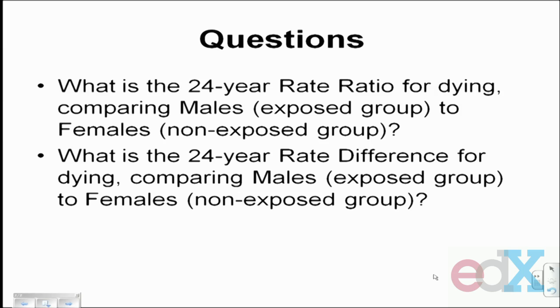So what I'd like you to do now is calculate incidence rates, and from those incidence rates, calculate rate ratios and rate differences. So the first question is, what's the 24-year rate ratio now, the ratio of incidence rates for dying, comparing the men versus the women? And then finally, calculate the 24-year rate difference of dying, comparing the men to the women.